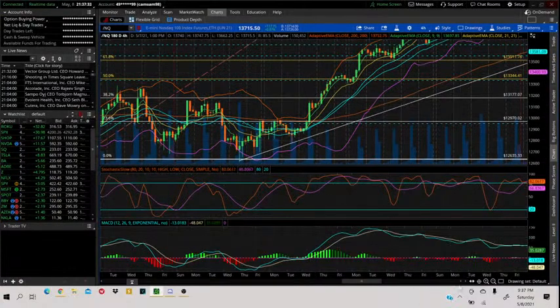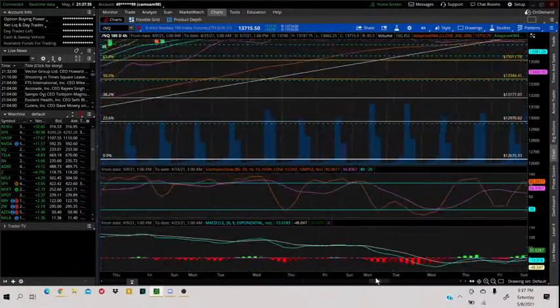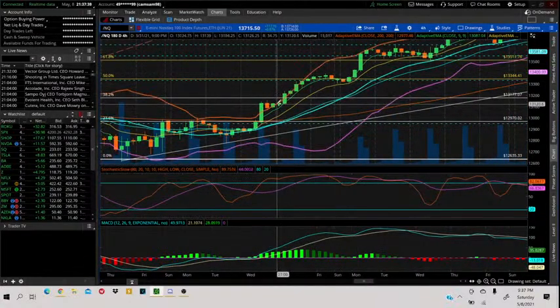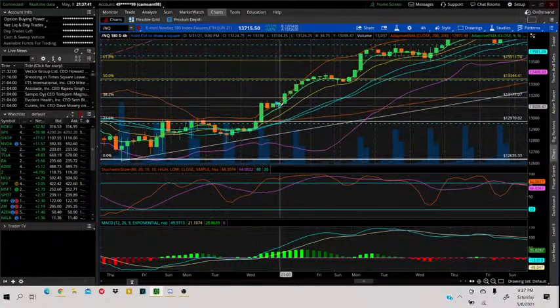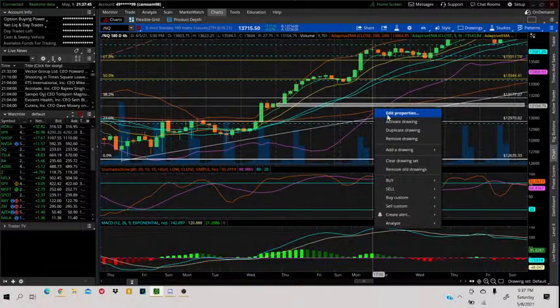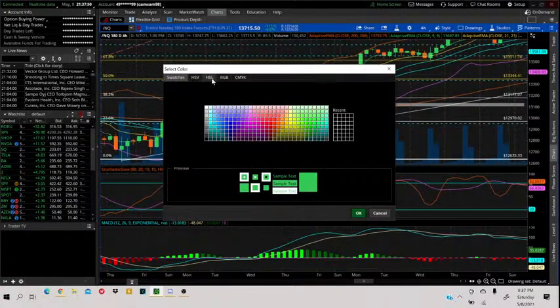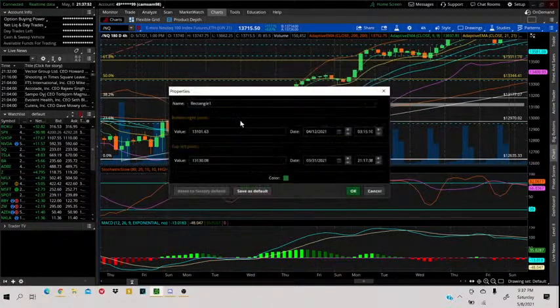So with buyers, with demand, you're going to take the top of the basing candle down to the bottom. Edit properties, make that green, make that transparent right there, and then you're going to label this as 4 hour demand.